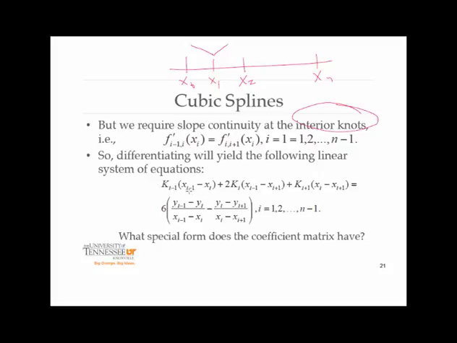All of these subtractions here are just scalar values, because they come from the data points that you're given. This is a complete scalar. The k's are what are unknown. But if you notice that they're always consecutive in terms of the indexing, k i minus 1, k i, and k i plus 1, this coefficient matrix that we would be constructing would actually be a tridiagonal matrix.